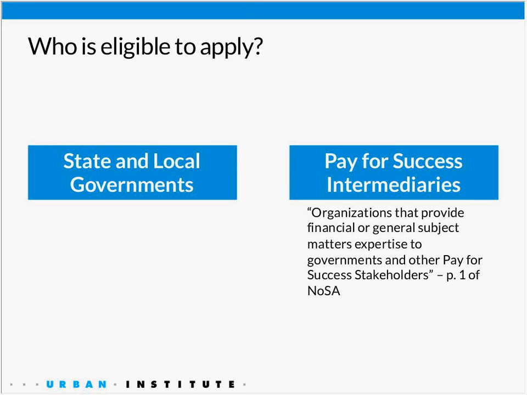So in terms of eligibility to apply, there are 2 eligible primary applicants, which I mentioned just a few slides ago. One is, again, local, state, county government, and one is other Pay for Success intermediaries. So this on the slide is the actual language pulled from the NoSA about how we define intermediaries. This includes financial intermediaries, knowledge intermediaries, however you generally define yourself, but it's organizations that provide financial or general subject matter expertise to governments and other Pay for Success stakeholders. So again, we're relying on people to classify themselves, but if you have questions about that, feel free to send those in. So these groups are both eligible. State and local governments are eligible for both types of services, which I'll go into a little bit later, and Pay for Success intermediaries are eligible for one specific type of services, which we'll get to in just a few minutes.